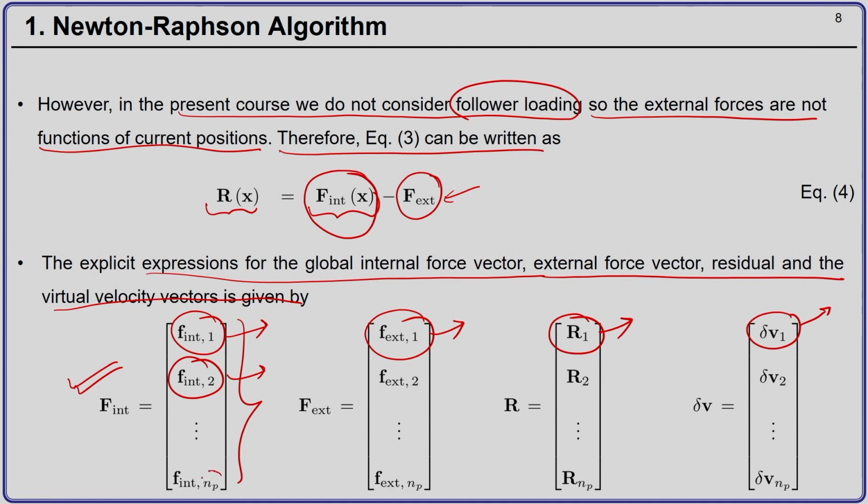And remember, we have a total of n p finite element nodes in our mesh. So, these matrices, if we consider 3 degrees of freedom per node, will be 3 n p cross 1. So, if you have 1000 nodes, these will be vectors of 3000 cross 1.